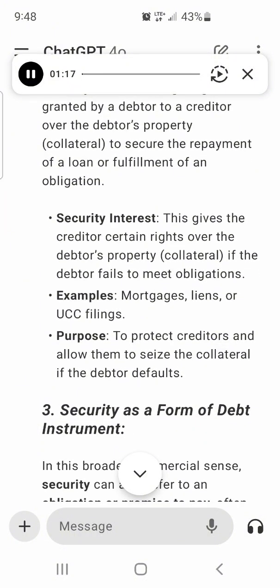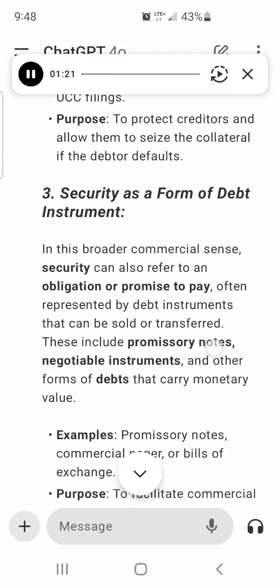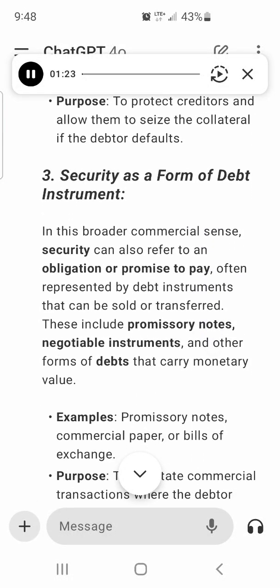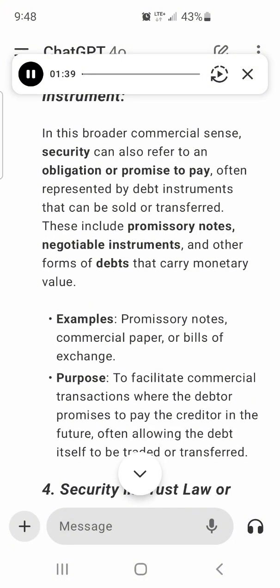Examples: mortgages, liens, or UCC filings. Purpose: to protect creditors and allow them to seize the collateral if the debtor defaults. 3. Security as a form of debt instrument. In this broader commercial sense, security can also refer to an obligation or promise to pay, often represented by debt instruments that can be sold or transferred.